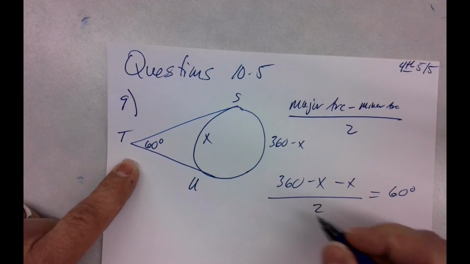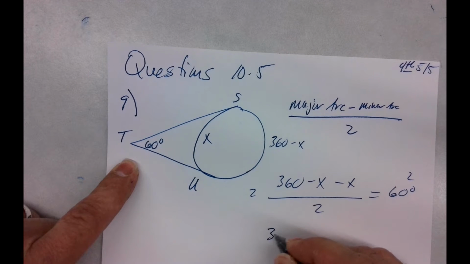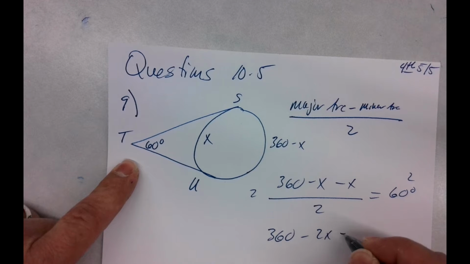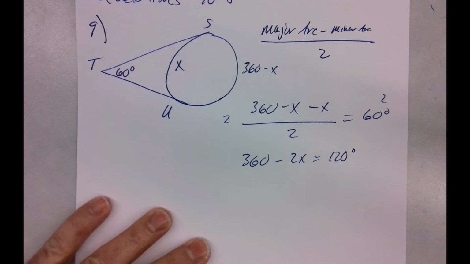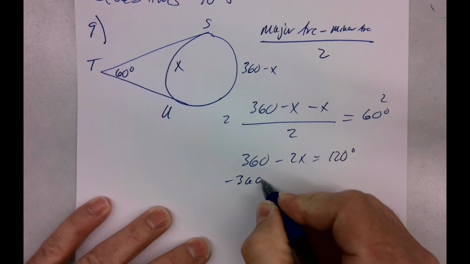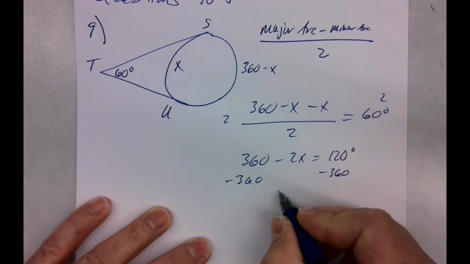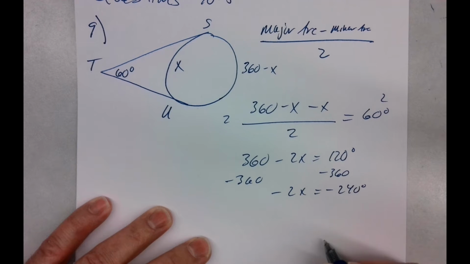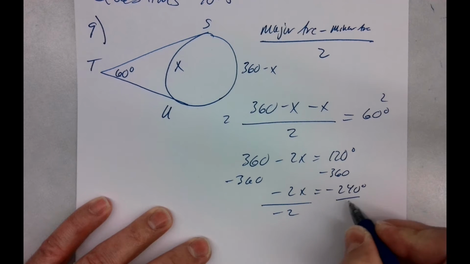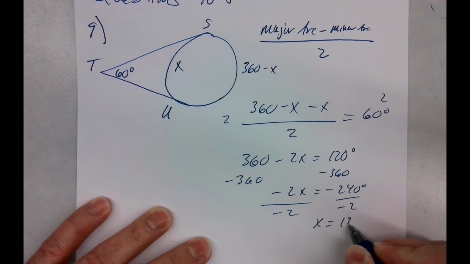Times both sides by 2. I'm going to get 360 minus 2x equals 120. Right? Minus 360, minus 360. Negative 2x equals negative 240. Right? Divide by negative 2. Divide by negative 2. X is 120.